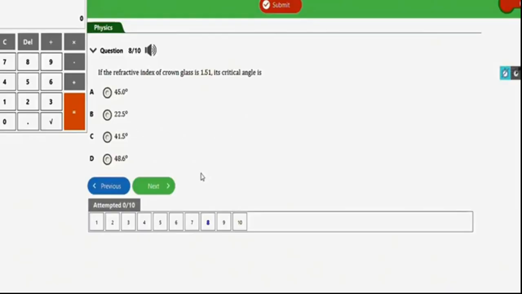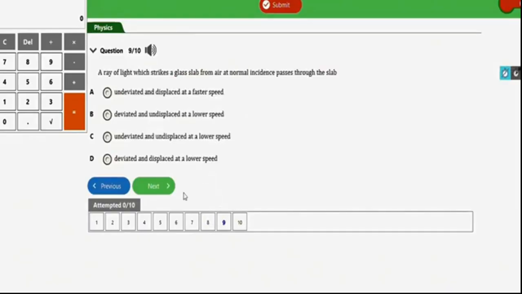The next repeated question will be this question. It says a ray of light which strikes a glass slab from air at normal incidence passes through the slab. We have option A, undeviated and displaced at a faster speed; deviated and undisplaced at a lower speed; undeviated and undisplaced at a lower speed; deviated and displaced at a lower speed. So guys, the correct option in this question will be option C, which is undeviated and undisplaced at a lower speed.